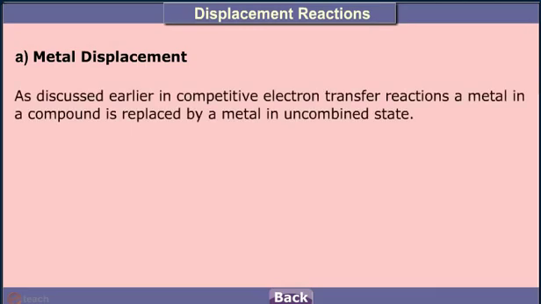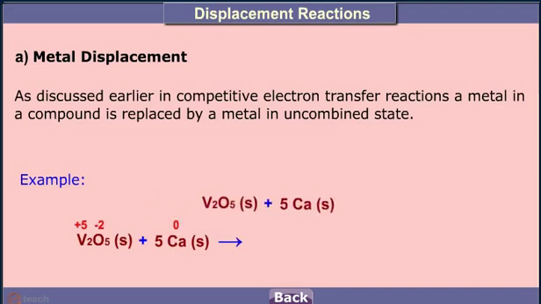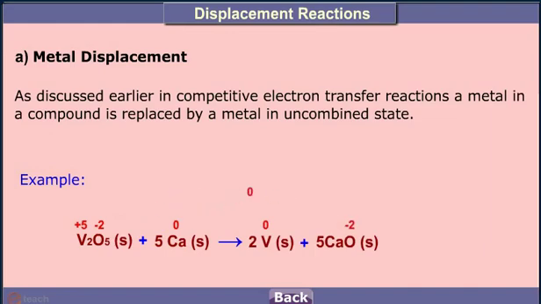Metal displacement. As discussed earlier, in a competitive electron transfer reaction, a metal in a compound is replaced by a metal in uncombined state. Example, V2O5 solid and 5Ca solid gives 2 vanadium solid and 5 CaO solid.